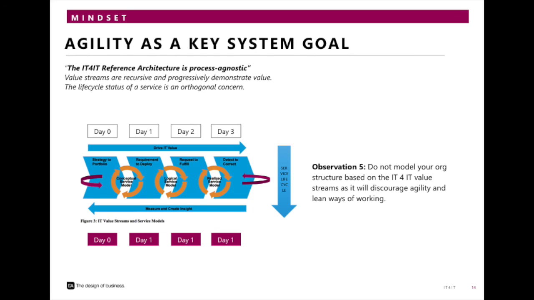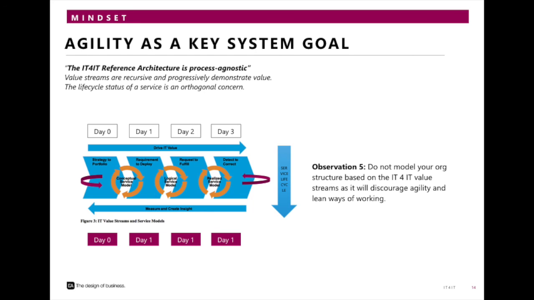So I've seen software companies or capabilities where a line of business says, I'd like to build an application, and it can literally be deployed the next day in an environment, fully integrated, sitting in an abstraction layer. What we shouldn't be doing is modeling our organizational structure based on the value streams, because it will discourage agility and lean ways of working. What we should do is ask how we organize ourselves in a way that enables us to cycle as quickly as possible and have recursive loops.